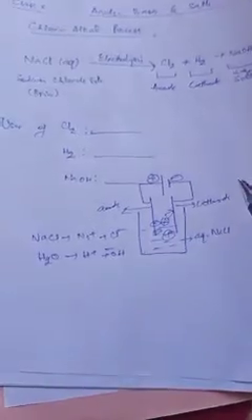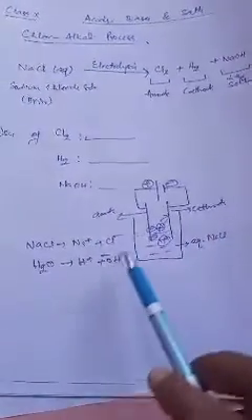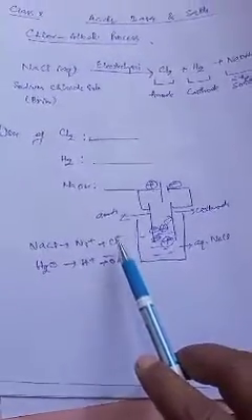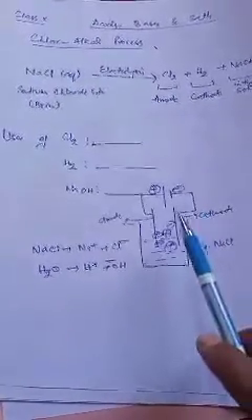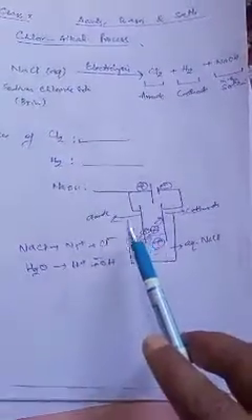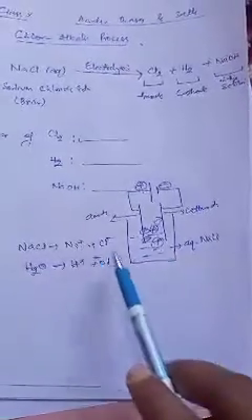Among these, when electricity is passed, at the anode chlorine gas is evolved due to oxidation of chloride ions, whereas hydroxyl ions remain in the solution because the discharge potential of chloride is less than that of the hydroxyl ions. At the cathode, hydrogen gas is evolved due to reduction, whereas sodium ions remain in the solution. At the end, sodium ions combine with hydroxyl ions to form sodium hydroxide.